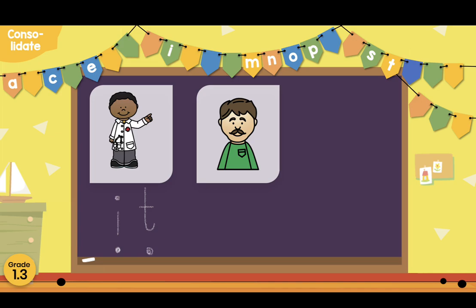Next word, man. Draw sound dots for every sound. Write the letters. You know where to look if you forgot. Check if your word looks like mine. M, a, n. M, a, n is the word man.